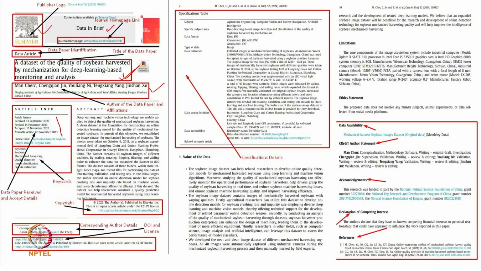Then the keywords are given. So these are the keywords, like soybean, quality detection, image classification. So this is a data set related to soybean. The copyright details are given, that this particular data paper is open access under a CC BY license, and below that the corresponding details, DOI and license of this article are given.